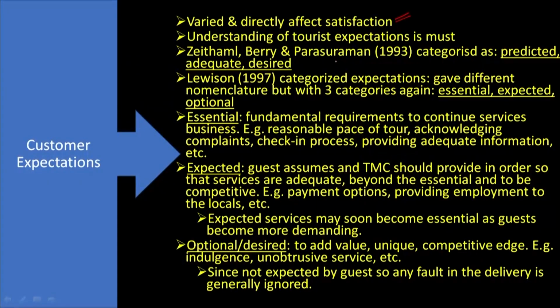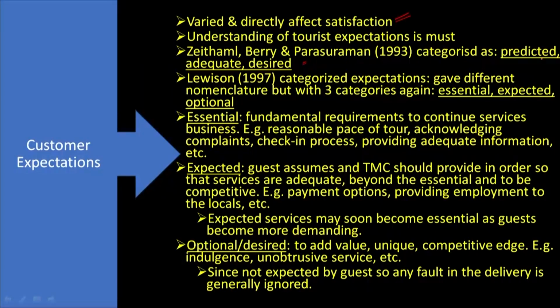Now, Zeithaml, Berry and Parasuraman in 1993, they categorized all the expectations into 3 categories. First was predicted, second was adequate, third was desired. Okay. This was one classification. Another classification was given by Lewinson in 1997. They also categorized all the customer expectations into 3 categories, but they used a very different nomenclature, and their nomenclature was essential, expected and optional.